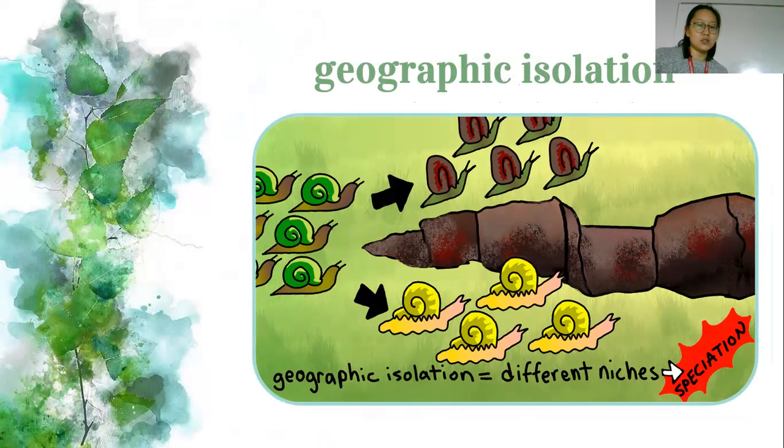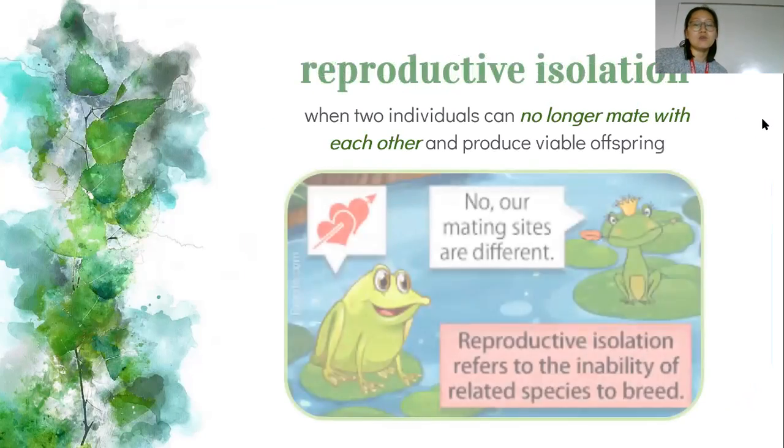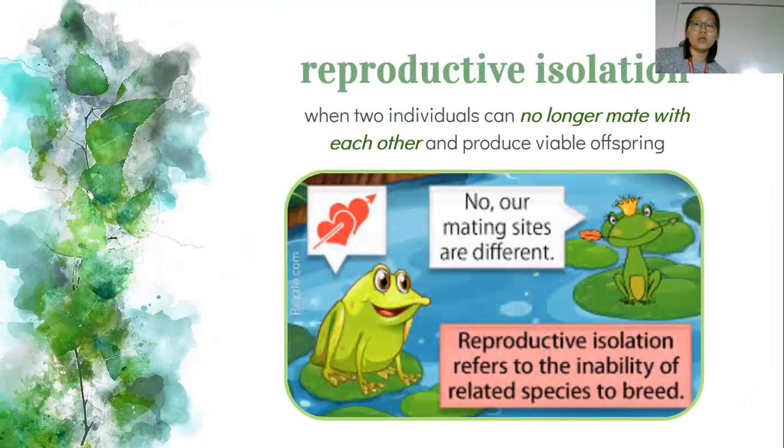So geographic isolation physically separates organisms that used to be in the same group into different roles or different niches, and that causes speciation. And then reproductive isolation causes two populations to not be able to mate with each other anymore and produce viable or fertile offspring. And that means that they are officially two separate species.